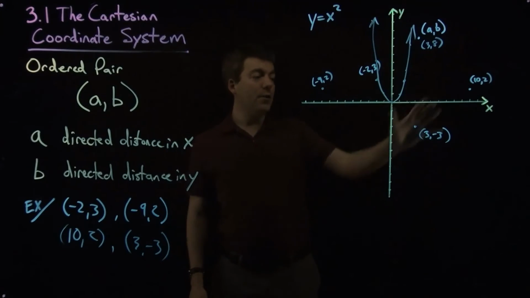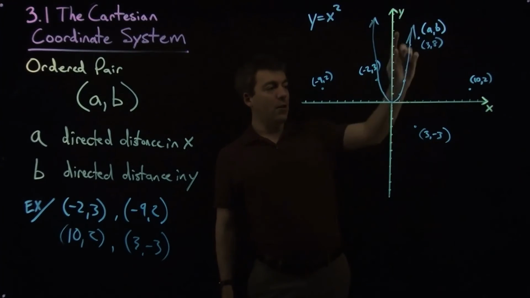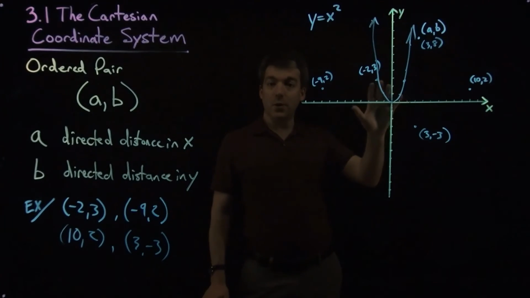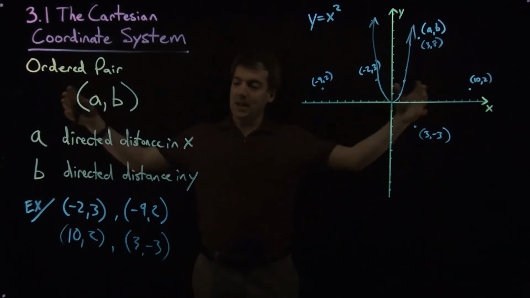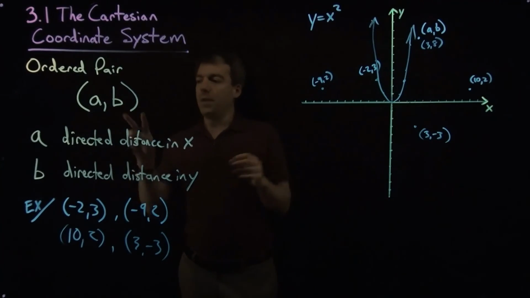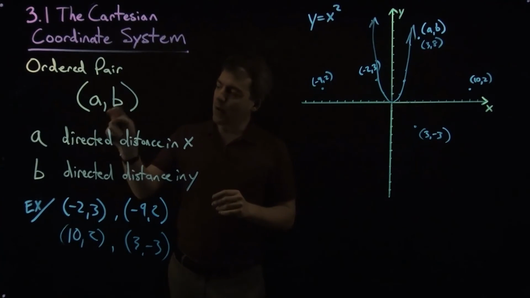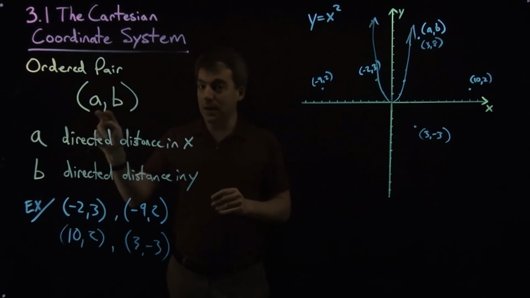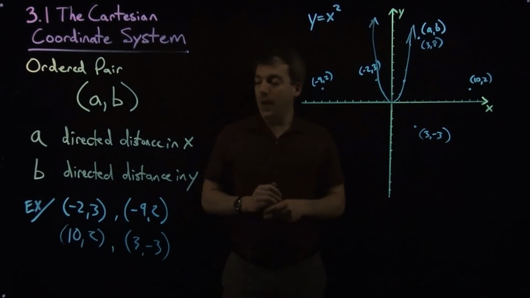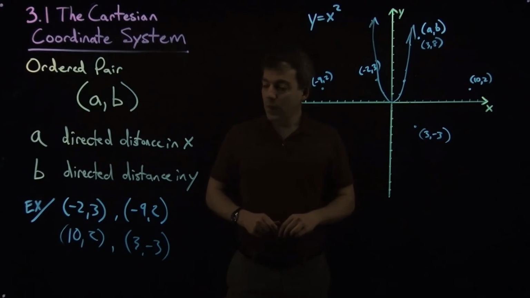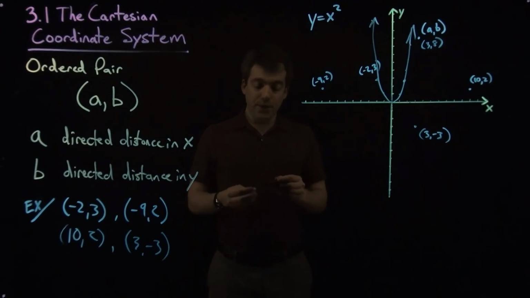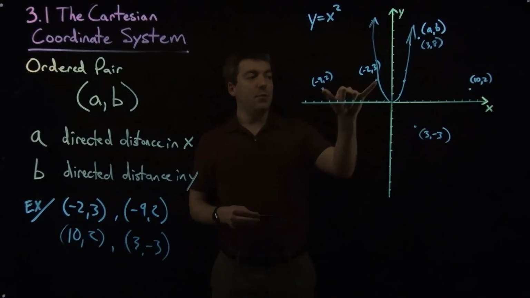So when you look at a graph, when you see a curve on the Cartesian coordinate plane, think of it as a big set of these ordered pairs, input, comma, output, or a, comma, b, x, comma, y, for that curve. All right. In the next video, we're going to look at finding the distance between 2 points and finding their midpoint.